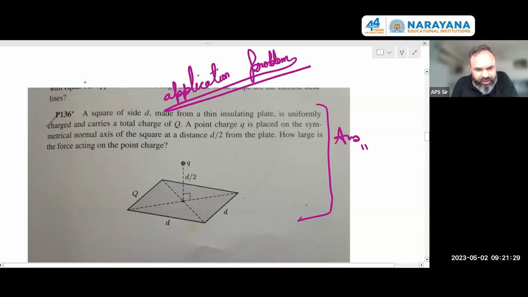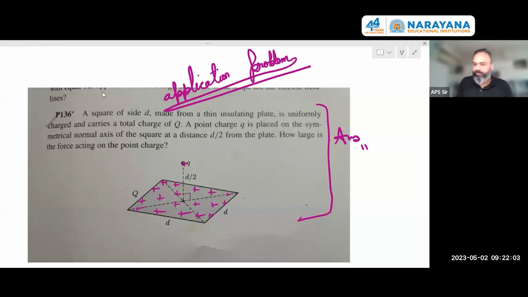Because they have given a point charge, they have given a sheet. They say this is a square side, this distance is d by 2, and the point charge is placed here. How much force will this charge exert on the sheet? A uniformly charged square insulating sheet. How much force will this charge exert? That was the question here. I will just take this application and then we'll go to another mixed concept.